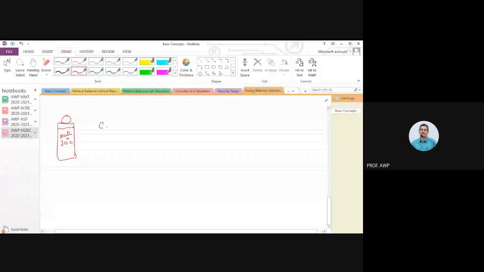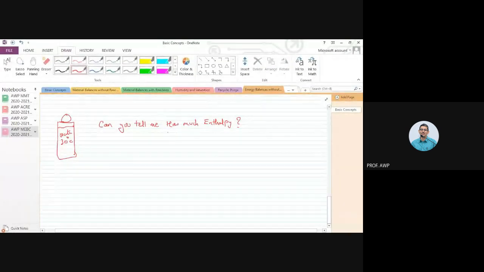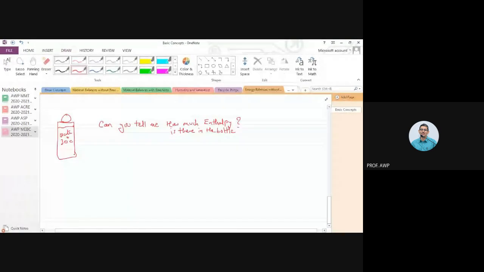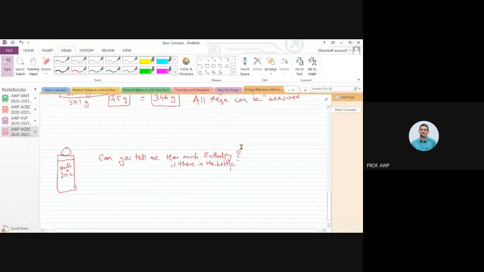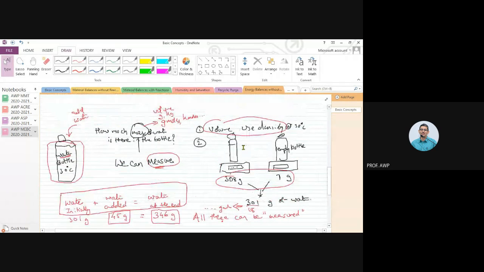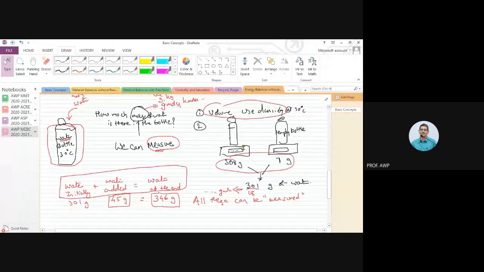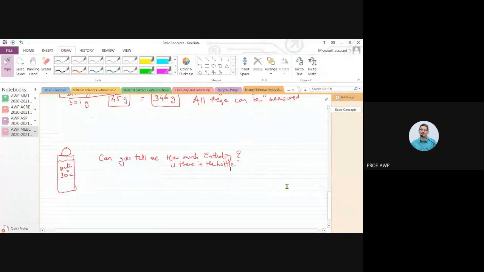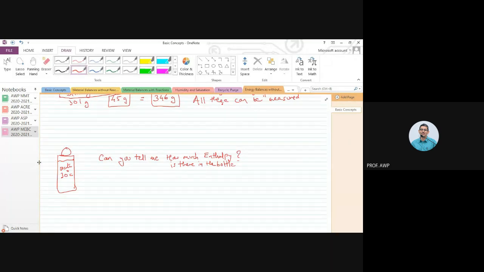Can you tell me how much enthalpy is there? Do you agree? Can you tell me? Can anybody tell me? I asked you how much mass of water is there in the bottle and you could tell me. Now I'm asking you how much enthalpy is there in the bottle. Can somebody tell me? Just unmute yourself and say something.